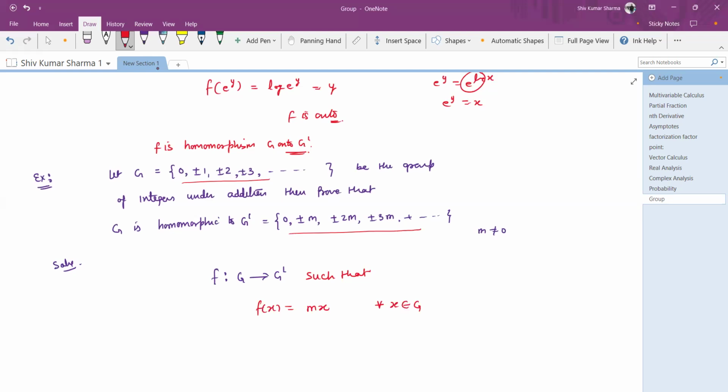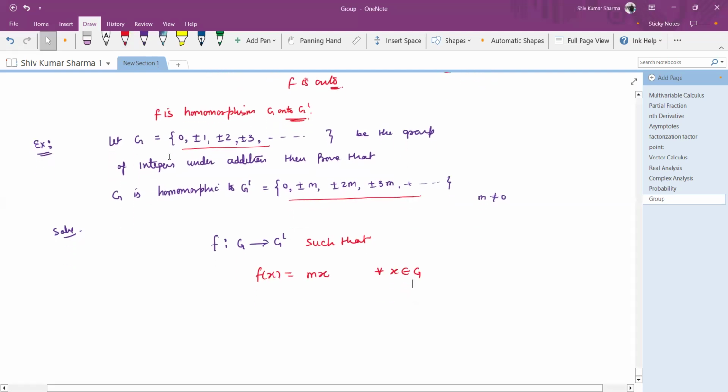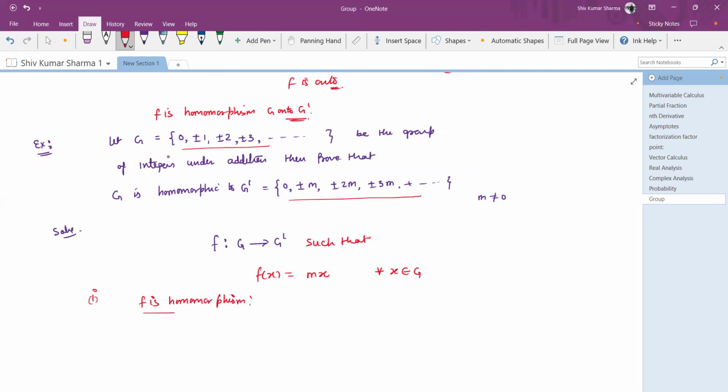For this question we had to define this function ourselves as per the groups. So both groups are defined as G and G dash, and we shall discuss the function. Now we prove that the function is a homomorphism. So f is a homomorphism. Proving f is a homomorphism, the same thing we will do here also.